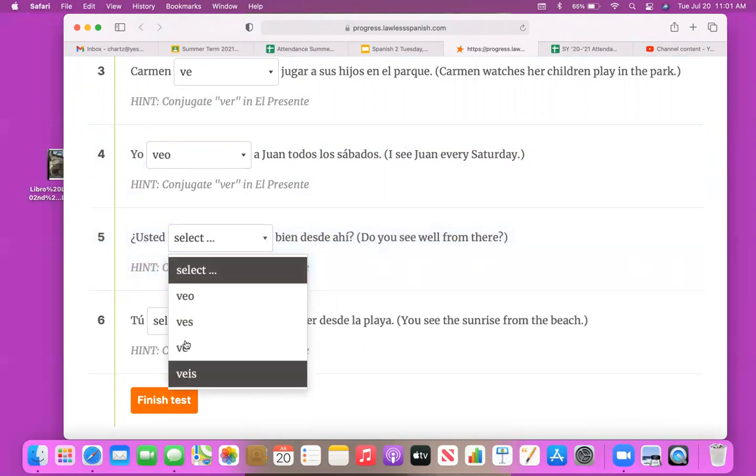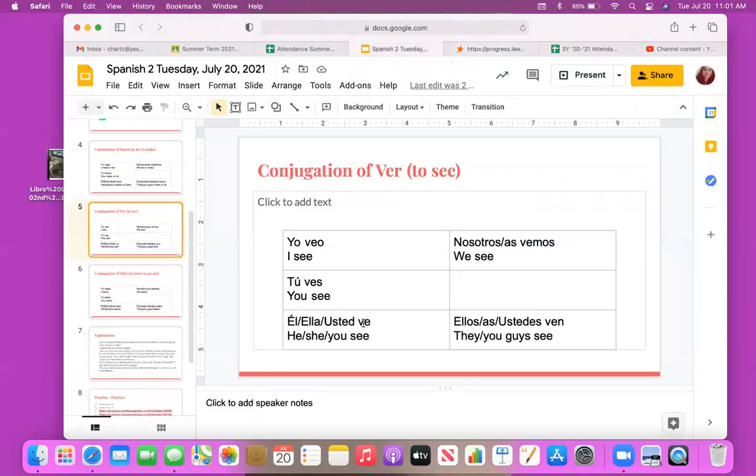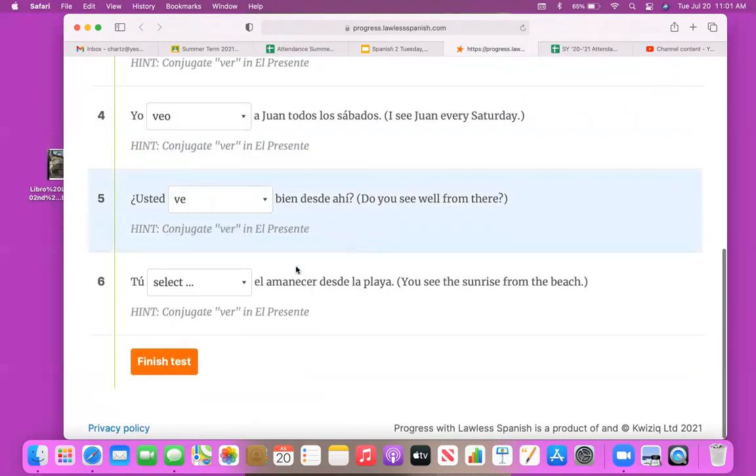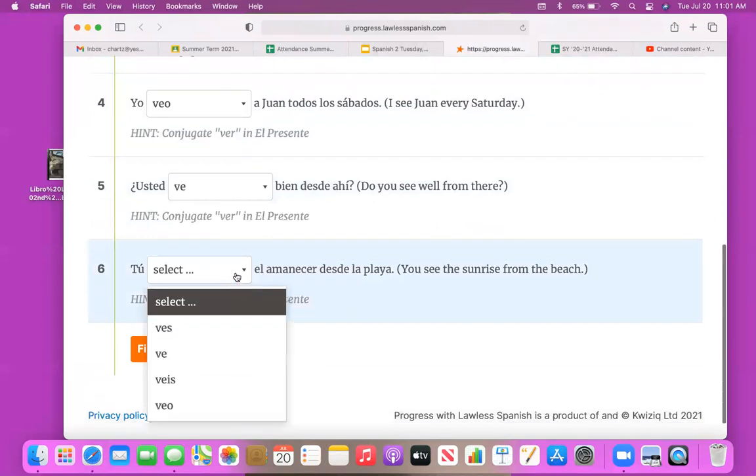Usted. What do you think? Usted ves. It's just ve, right? Because tú is ves. Usted, right here, is ve. Oh, yeah. Okay. Yeah, these things are very easy to get confused when you first learn them.